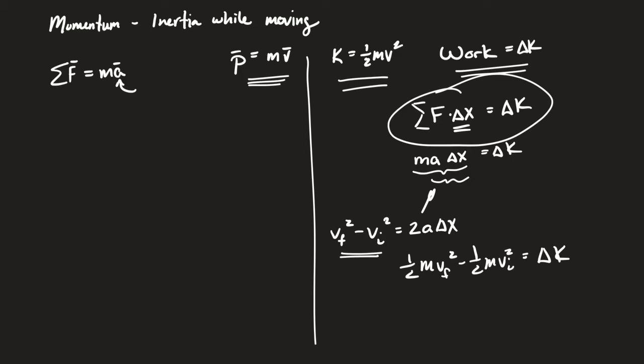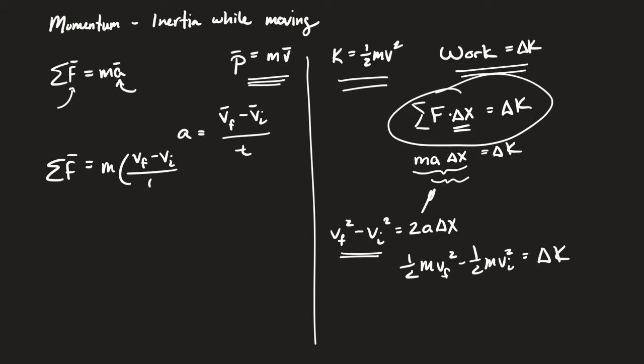But on this side, I want to take that directional information to heart, because I know that acceleration is defined as the change in velocity over time. Another way to consider acceleration. So I could rewrite this as the net force equals m v final minus v initial over t.